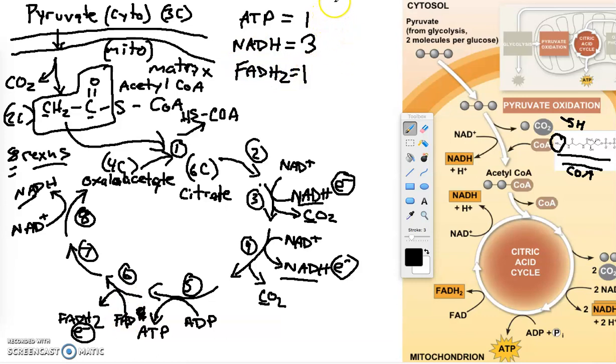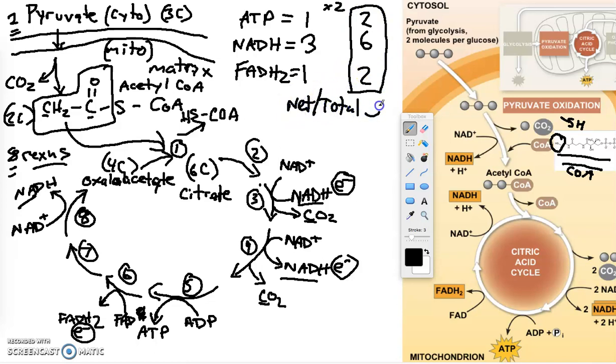equals 1. So remember, there are 2 pyruvates going into this whole thing. Right? So 2 pyruvates, so 2 rounds of this. So everything gets multiplied by 2, which equals 2 ATP, 6 NADH, and 2 FADH2. This is how much we generate total. So we'll say net or total. Okay. And that is the basics of the Krebs cycle.